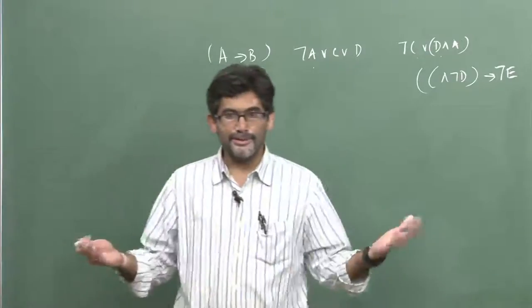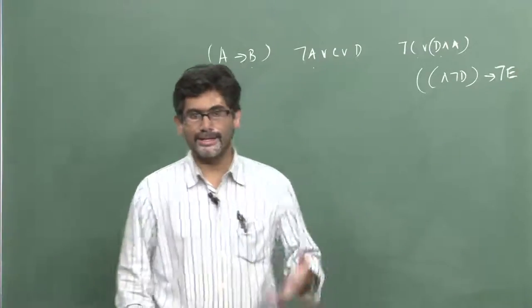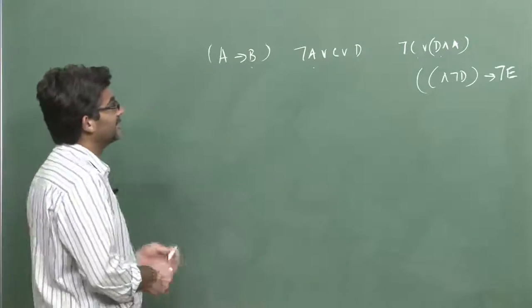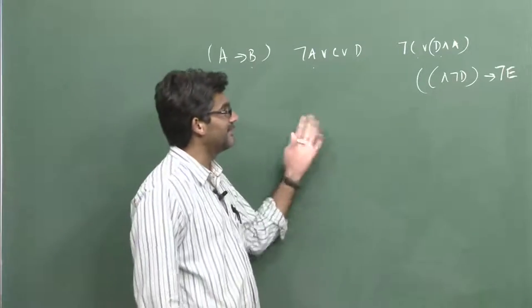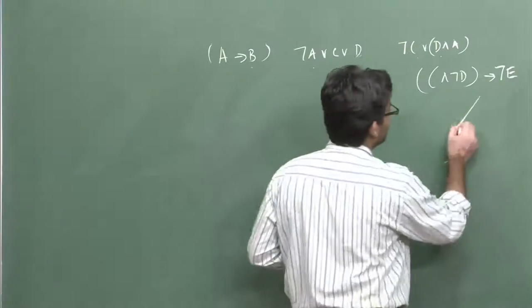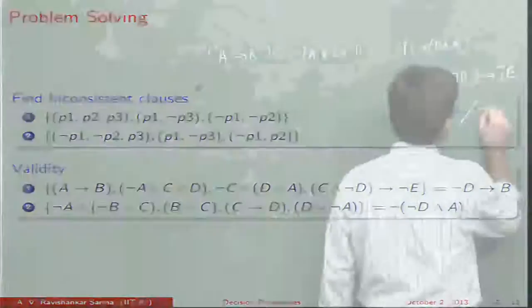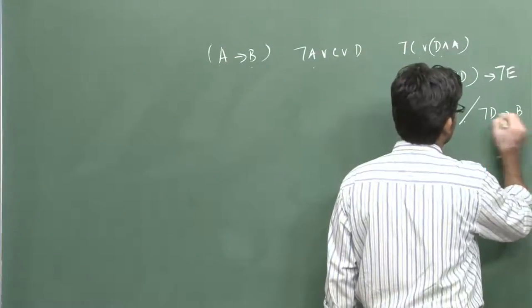Each and every formula that occurs in propositional logic will have its own corresponding conjunctive normal form. Converting any given formula into conjunctive normal form may not be that difficult. So now this leads to a conclusion, which is not D implies B.